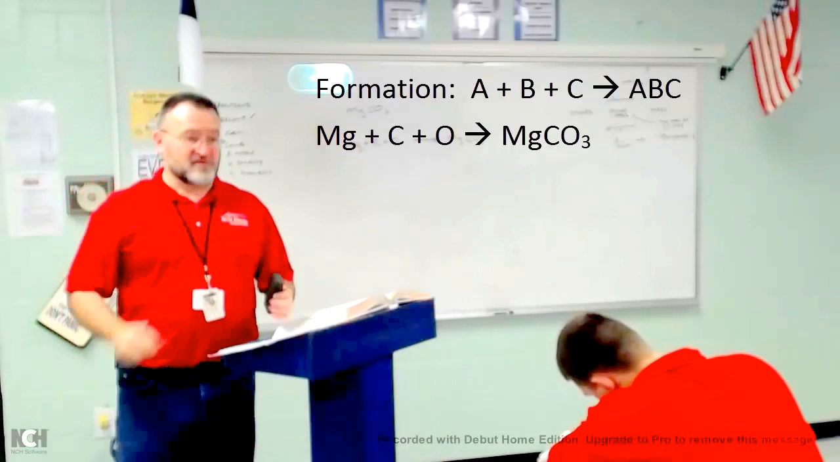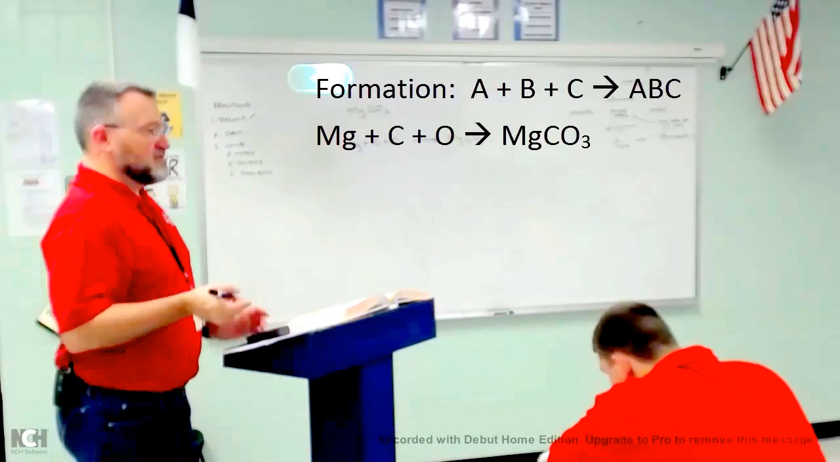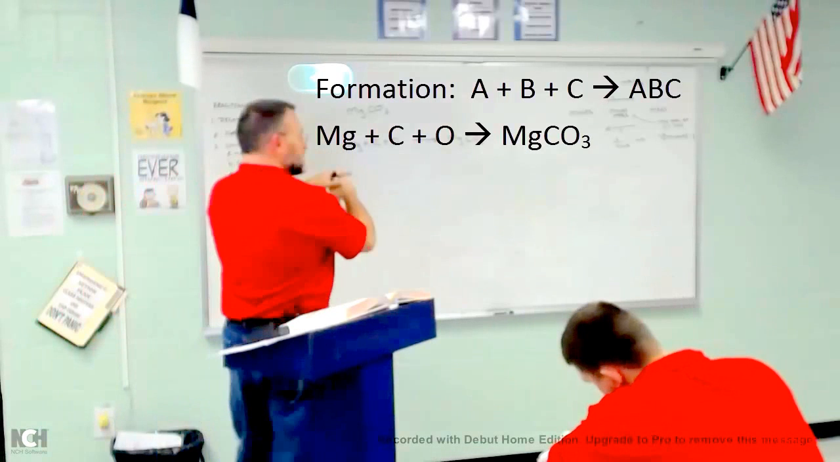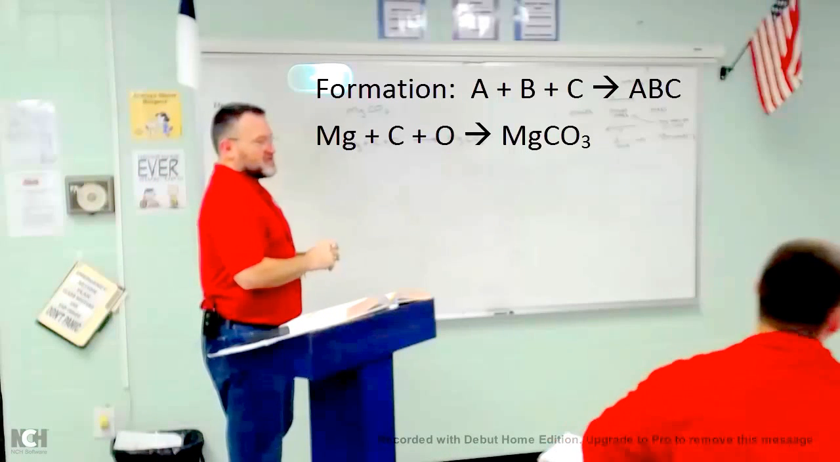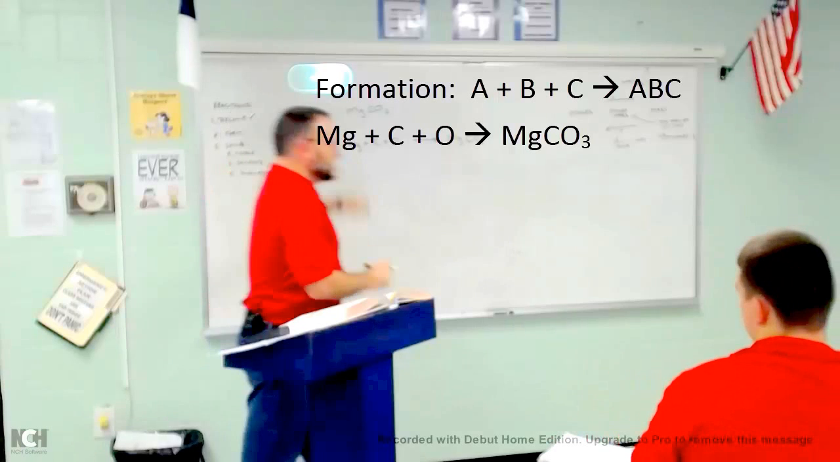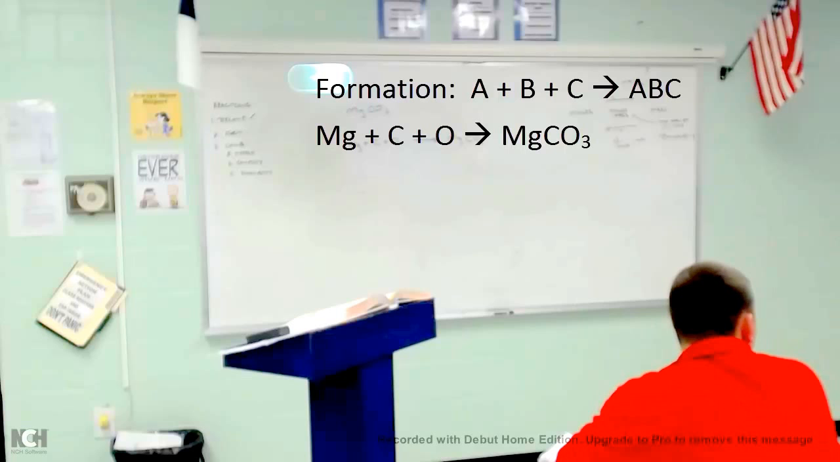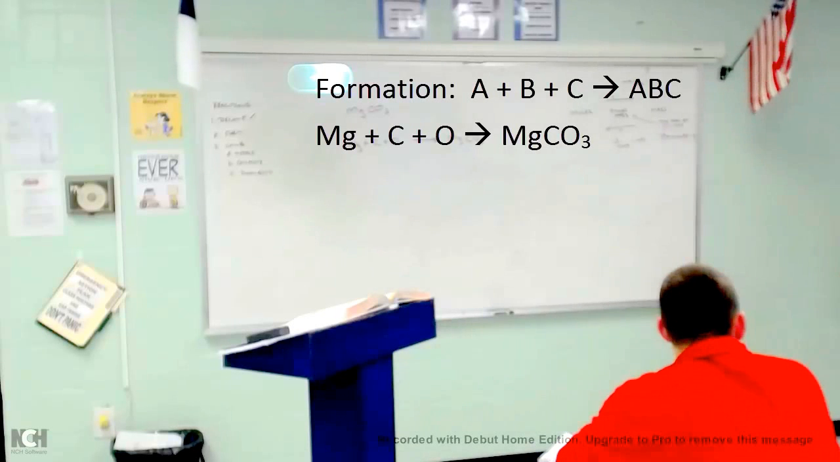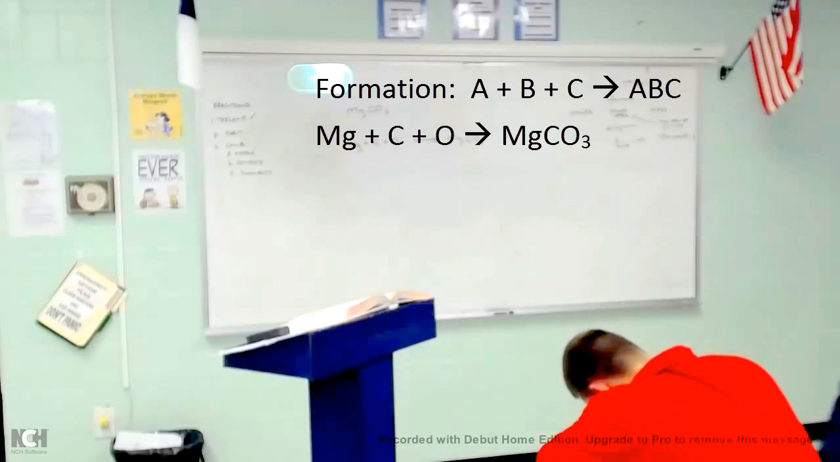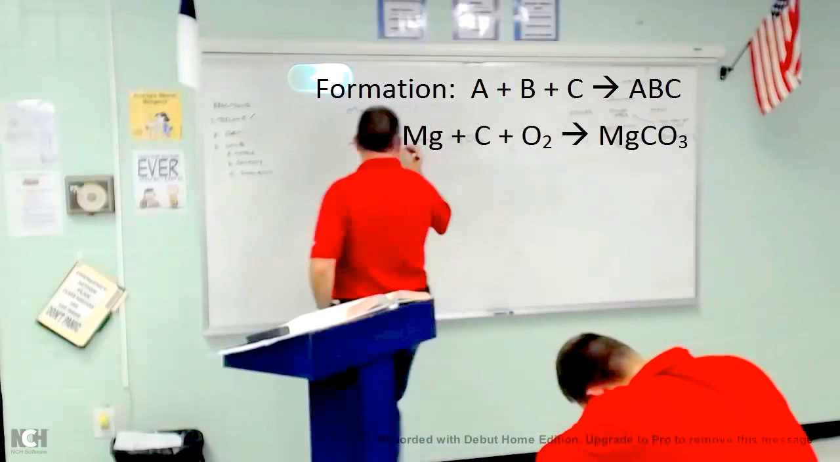Next step, same as in a decomposition. What am I going to do? Look for homonuclear diatomics. Is magnesium either hydrogen, nitrogen, oxygen, or a column 7A element? No, it's not. Is carbon hydrogen, nitrogen, oxygen, or a 7A element? No. Oh, is oxygen one of them? Oh, it is. Okay, good. Just trying to reinforce learning here. So oxygen is a homonuclear diatomic.